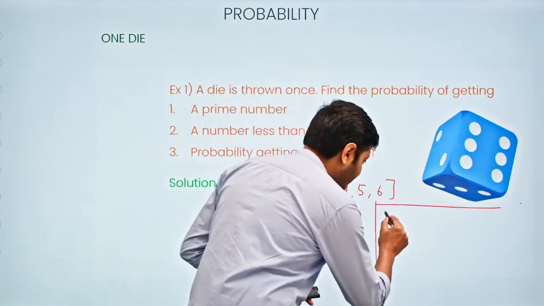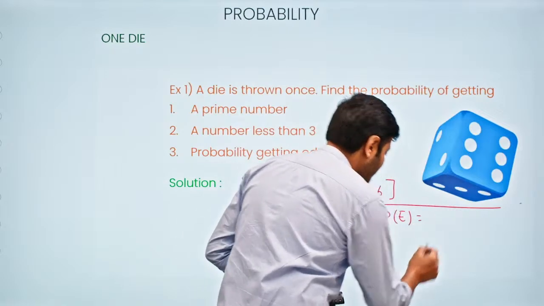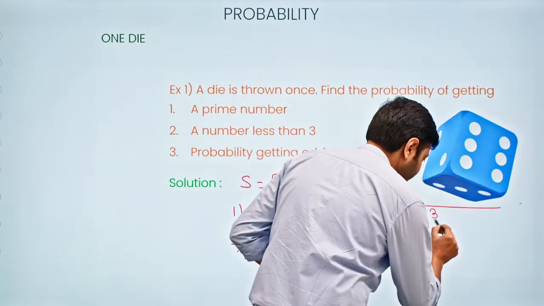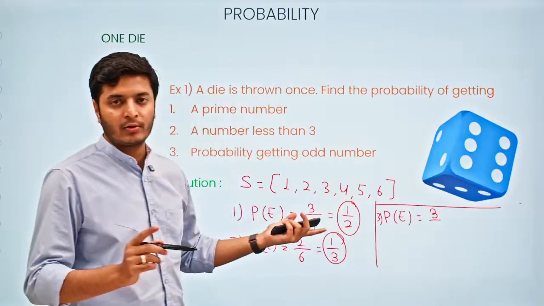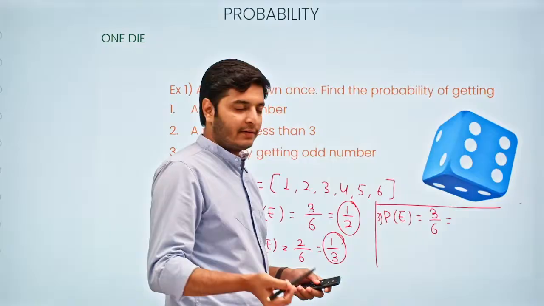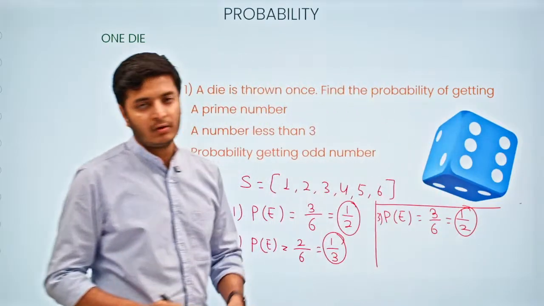So the probability of getting an odd number, or this event, is total number of favorable outcomes 3 divided by total number of outcomes 6. Again, you can see that we can simplify this further. So we are going to do that. So the answer is 1 by 2.